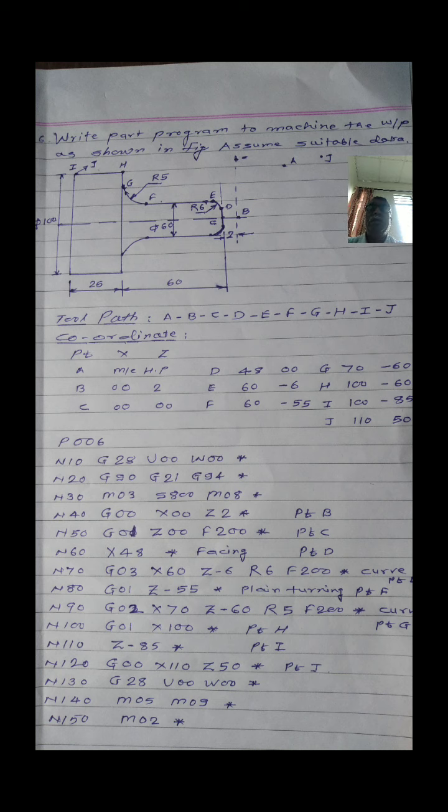Then after studying the figure, to machine the component you have to find out the tool path or tool movement. The first point is point A, which is the machine home position, as usual. Then you have to bring the tool nearer to the point where you want to start the operation, that is point C. That means you bring the tool to point B, which is 2 millimeter away from the point C along the Z axis, and X axis is 0.